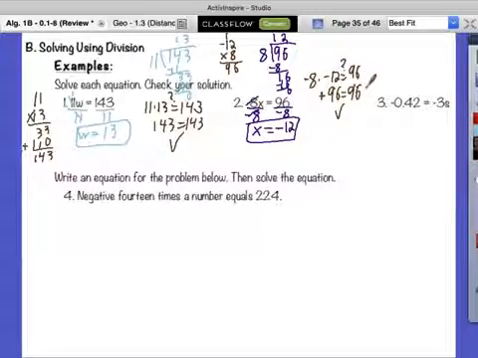Question on that one? Okay, on this last one, negative 0.42 equals negative 3 over s. Decimals, ooh, are we going to be scared of decimals? No. Yeah, we're not going to be scared of decimals. We'll show those big bad decimals what's up, okay?